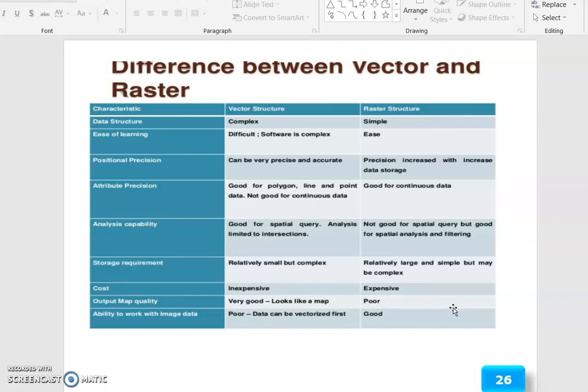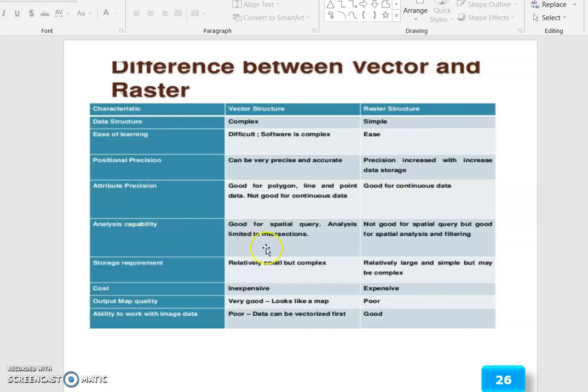The data structure of vector is complex and raster is simple, whereas ease of learning is difficult in vector software, which is complex, whereas this one is easy. The positional precision can be very precise and accurate in the vector structure. The precision increases with increased data storage in the raster structure, whereas attribute precision is good for polygon, line and point data, not good for continuous data in the vector structure, whereas it is good for continuous data in the raster. Why? Because it is grid based.